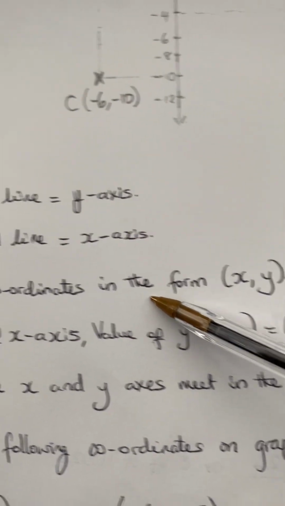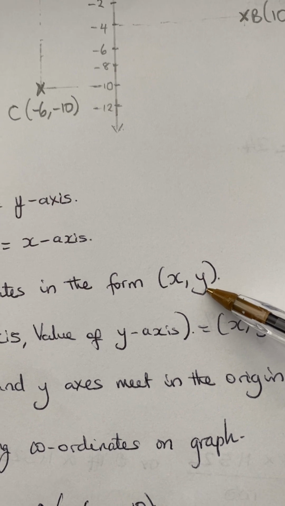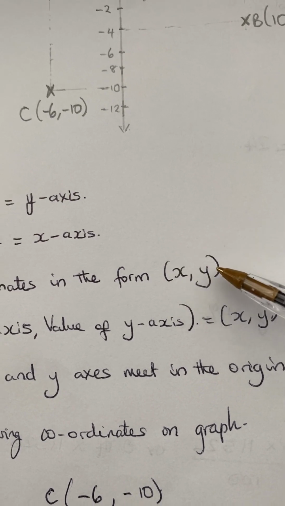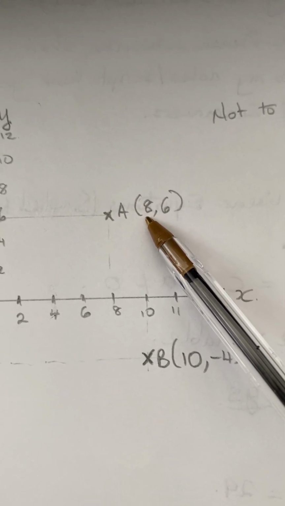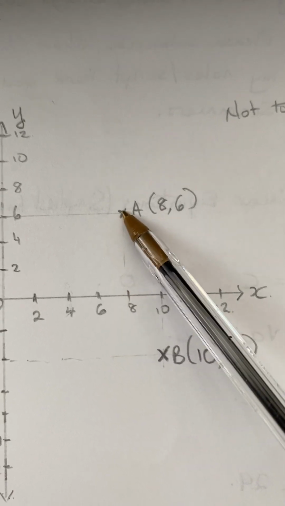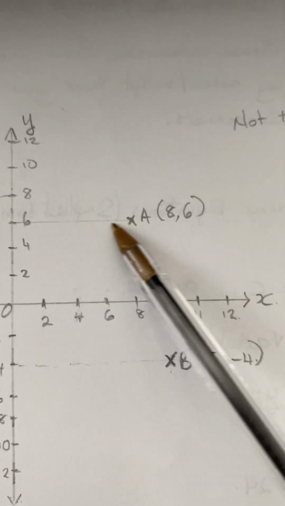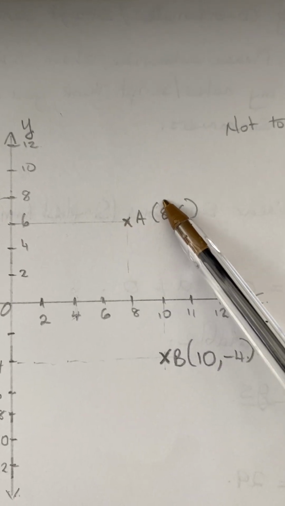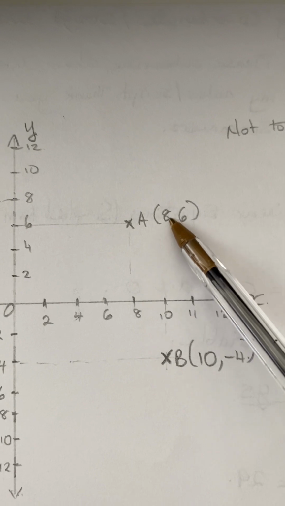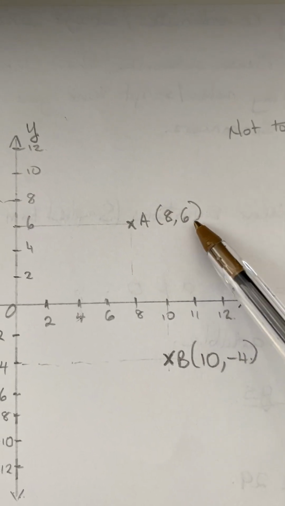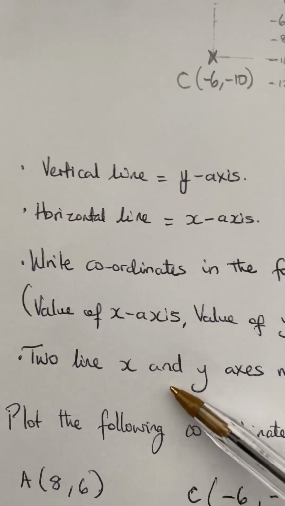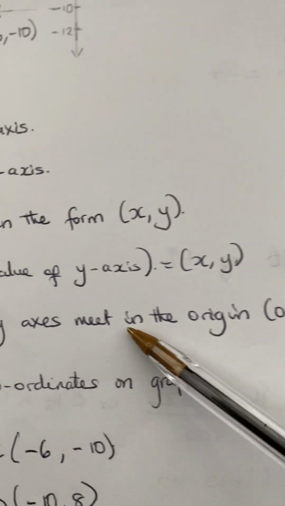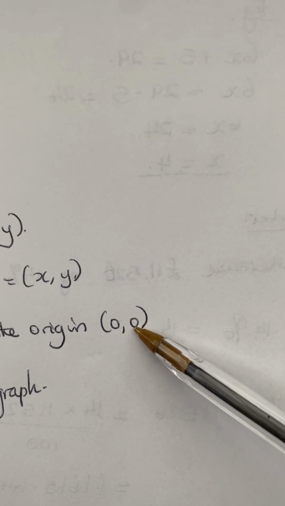The coordinate is written in the form (x, y). So the x coordinate comes first, followed by the y. So for instance, this point A, the x value is on the x-axis, so that is 8, and that is 6 on the y-axis. So you always have x and y: the value on the x-axis first, followed by the value on the y-axis. The two lines, the x and y axes, meet at the origin, (0, 0).